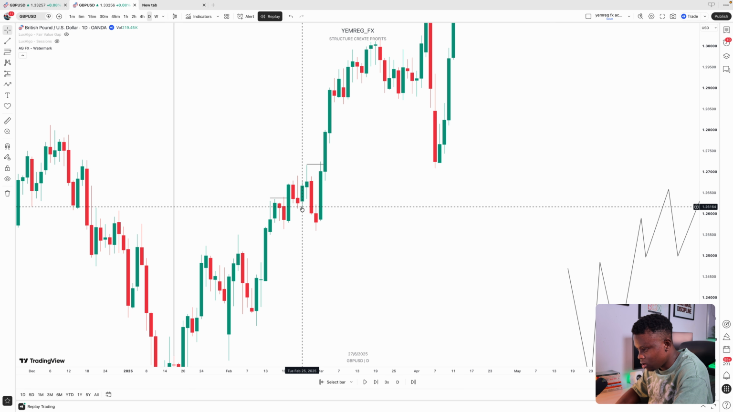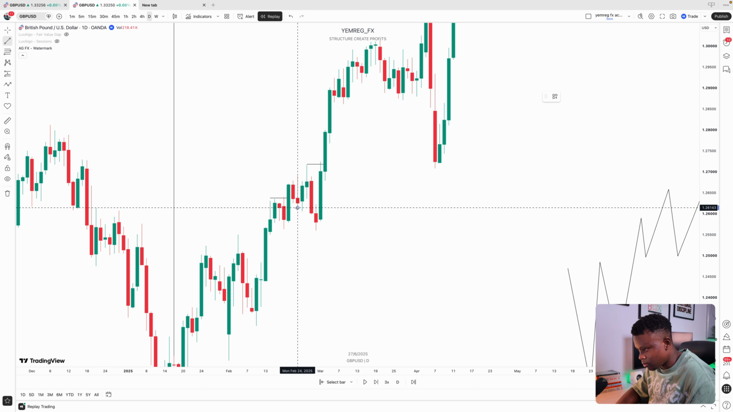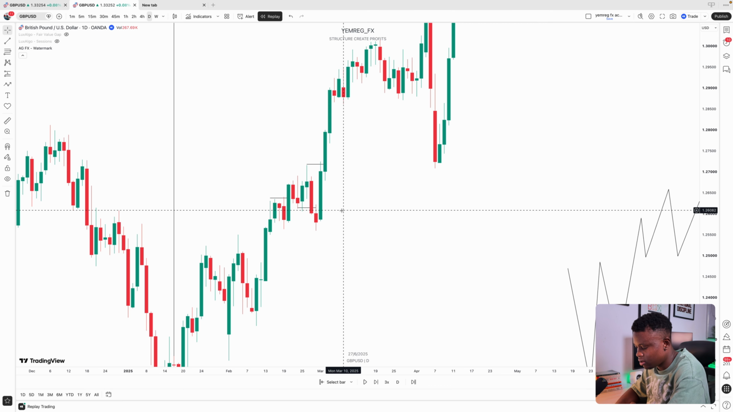Here's where a lot of traders will make this mistake. They will call this place a shift, which is not in any way valid. That is not a shift. That is not a proper shift or a reversal. That is literally a pullback.